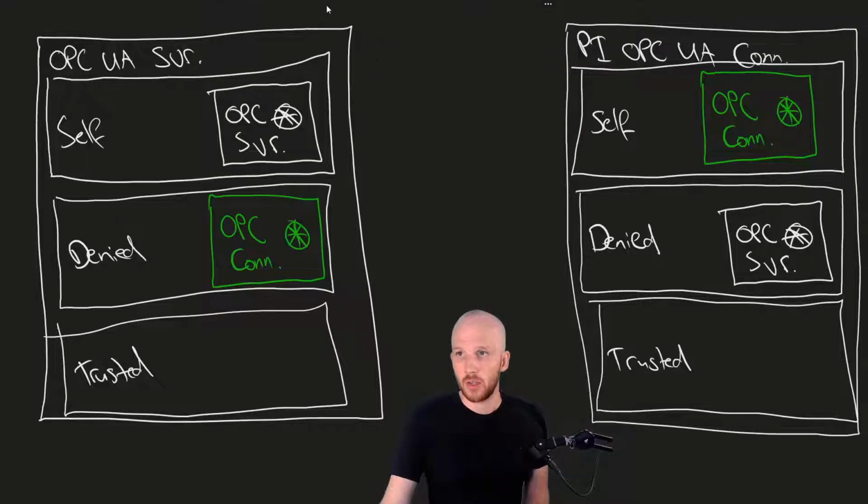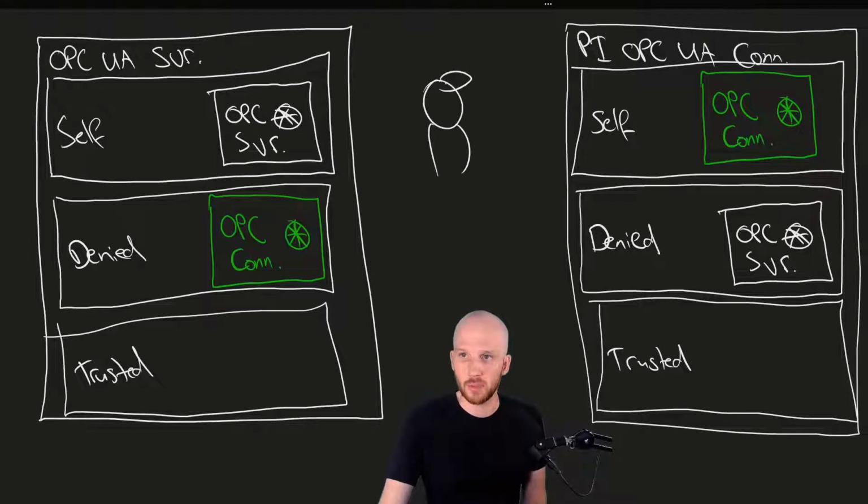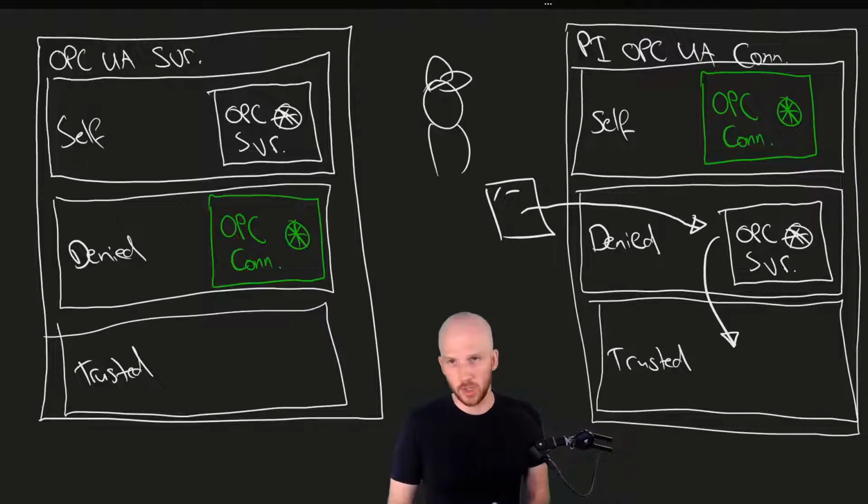Okay, so this is where we come in. This is us. You know it's us because we've got a hat on. We are going to open up a file browser and move this physical file down to another folder location. So the OPC UA connector, the way you trust certificates is you move them from one directory to another.